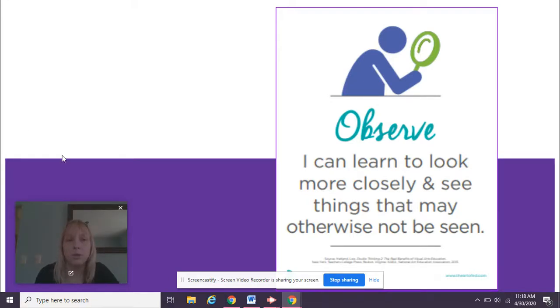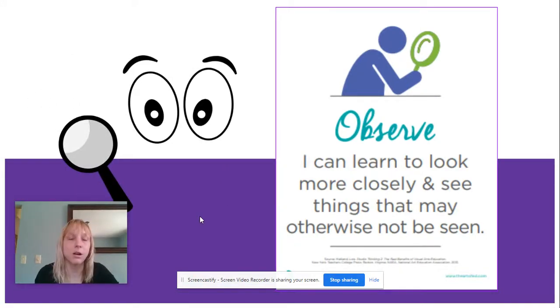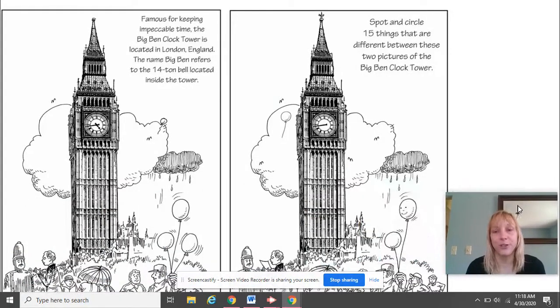So, today, when we are working, we're going to be talking about observing. And for that, you're going to use those artist eyes and really look closely at what we're drawing or working on today. Okay, so to do this, first, I have a game for you.